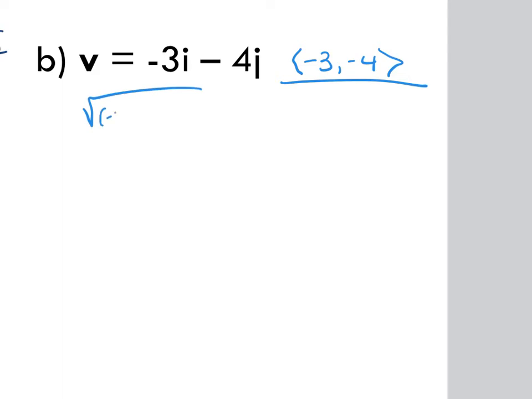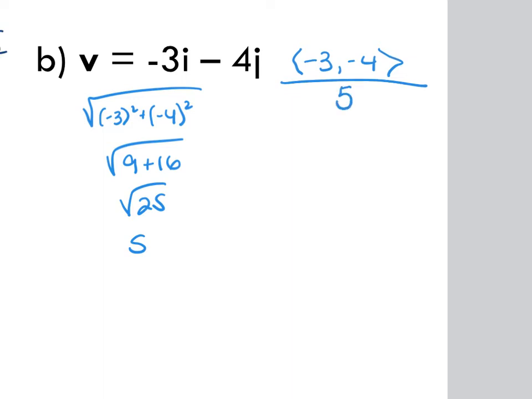So the square root of negative 3 squared plus negative 4 squared, square root of 9 plus 16, square root of 25, which is 5. There's my triple 3, 4, 5. So both of these go over 5, and then I just split them. This time, I don't have to rationalize, but I do have to put it in IJ format.